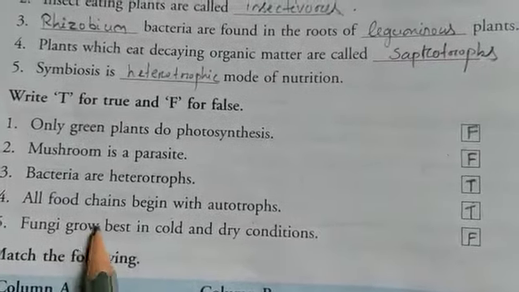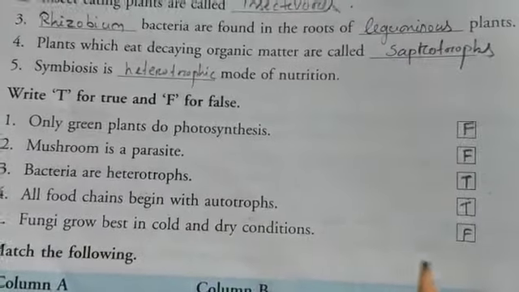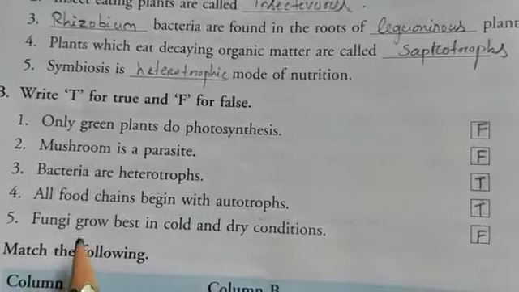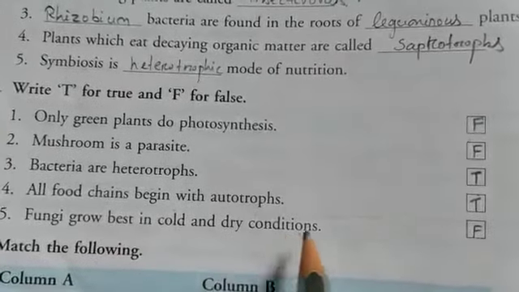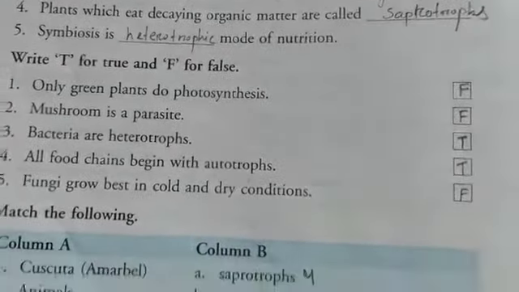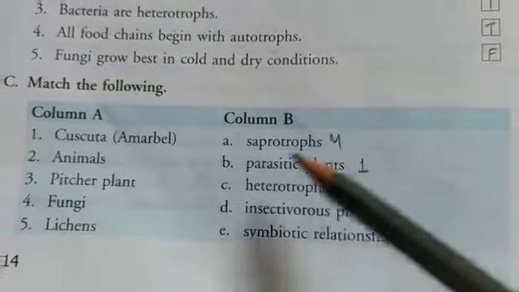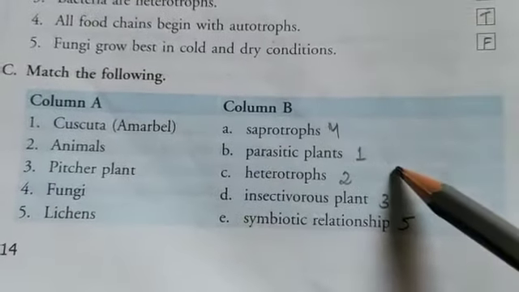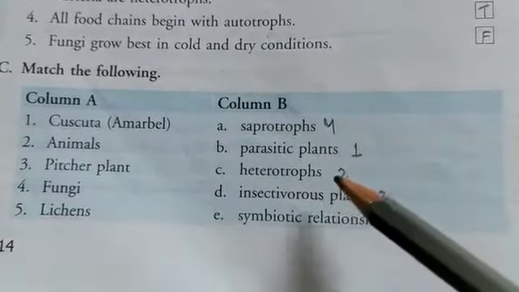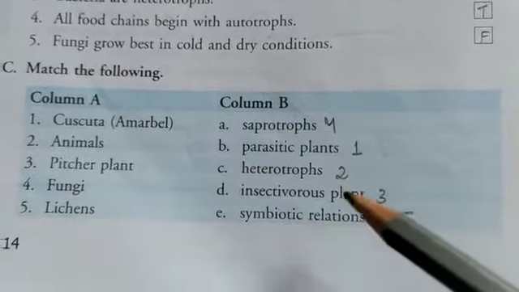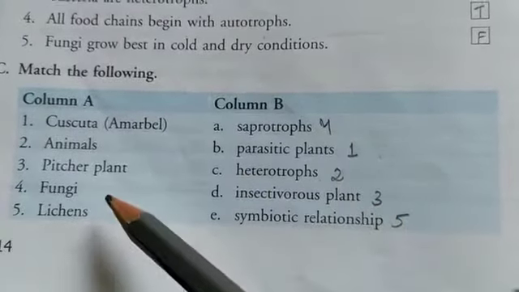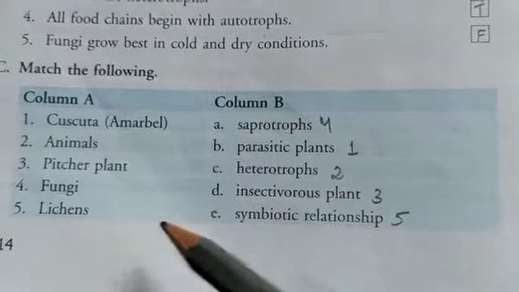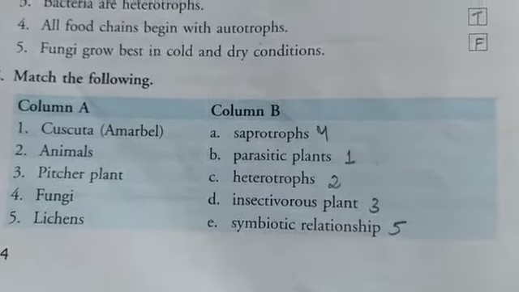Number 4, all food chains begin with autotrophs. True. Number 5, fungi grow best in cold and dry conditions. False. Next is match the following: cascata, parasitic plants, animals, heterotrophs, pitcher plant, insectivorous plants, fungi, saprotrophs, lichens, symbiotic relationship.